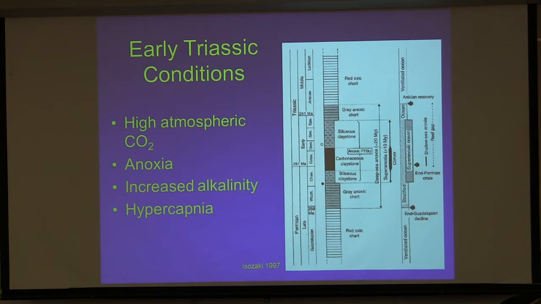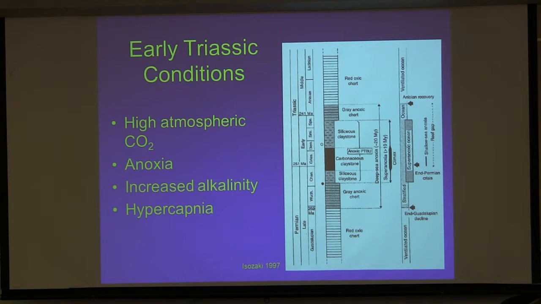What they do know is that early Triassic conditions were unlike the rest of the Phanerozoic. You had greenhouse conditions with high atmospheric carbon dioxide and methane. You had anoxia in the oceans, increased alkalinity in the oceans, and hypercapnia. Hypercapnia is the oversaturation of calcium carbonate, which disrupts the ability of shell-making organisms to create their shells.